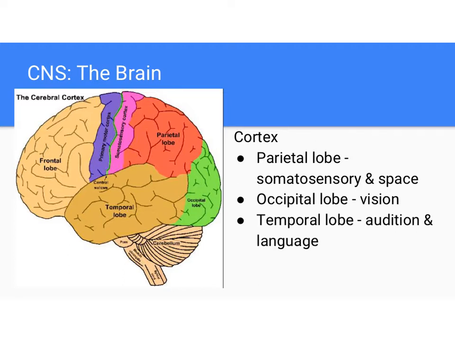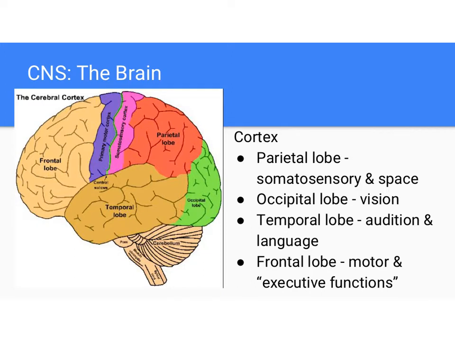The temporal lobe, near the temple, is coding for both auditory information and also language. So it helps us understand auditory input, and it also helps us create the language that we want to use to articulate what we're thinking, as well as some visual functions. So the temporal lobe is audition, language, and also some visual functions.